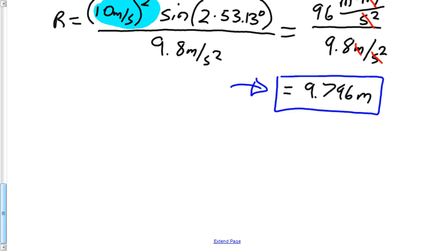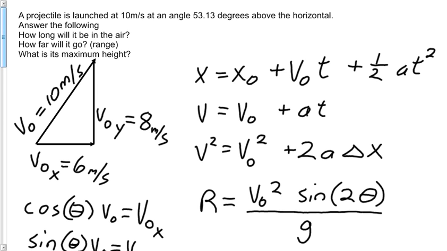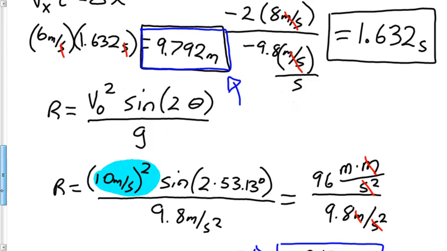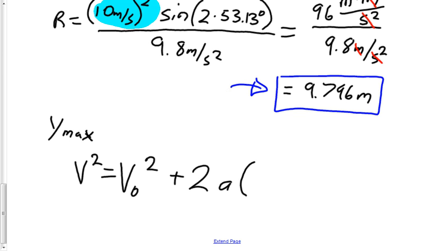Now, the last thing we have to find, if we go back up, is how far will it go and what is its maximum height. That's the last thing we need to find, what is its maximum height. So I'm going to write maximum height as y max. That's how I'm going to denote it, the y displacement max. So that's instantaneously where is it going to be at its highest point. And for an equation on that, I'm going to use v squared equals v naught squared plus 2a, and it will be y max minus y naught.